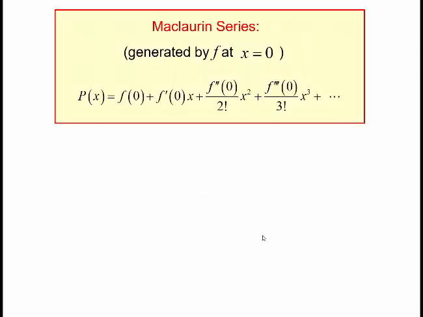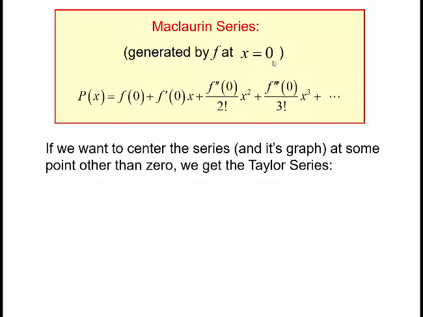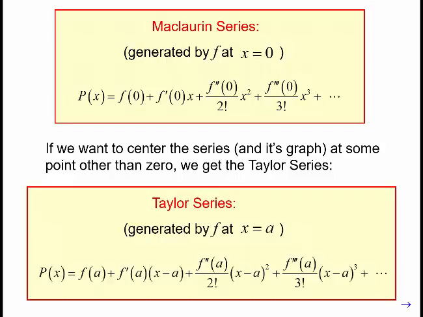All right, this is what we call a Maclaurin series, and this is generated of f at x is equal to 0. But suppose instead you didn't want to look around x is equal to 0. If we want the center of the series and its graph at some point other than 0, we get what's called a Taylor series. And this is centering it at x is equal to a. And this is the pattern here.